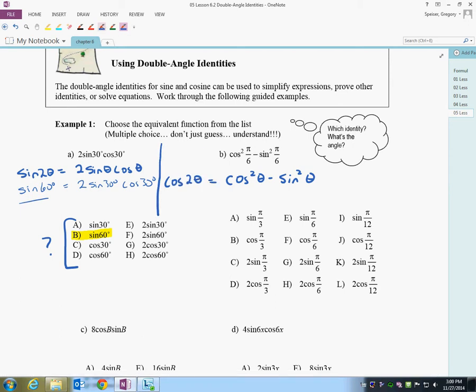So in our particular application here, if it is cos squared of pi over 6 minus sine squared of pi over 6, this would be the cos of, what is twice of pi over 6? It's pi over 3. So my answer will be the cos of pi over 3. There we go, there's my answer. Okay.